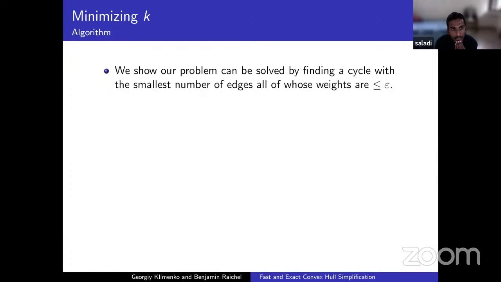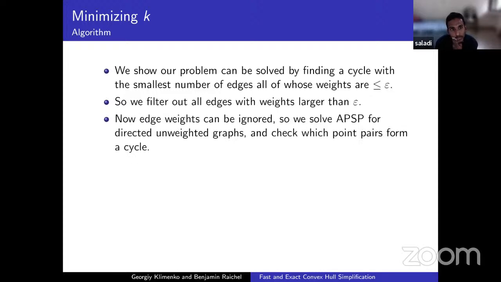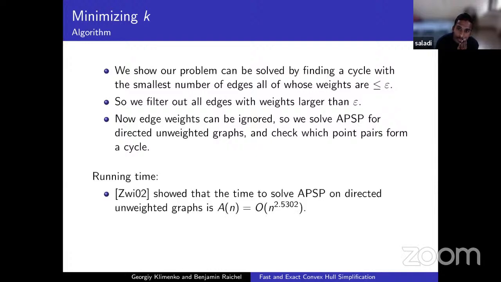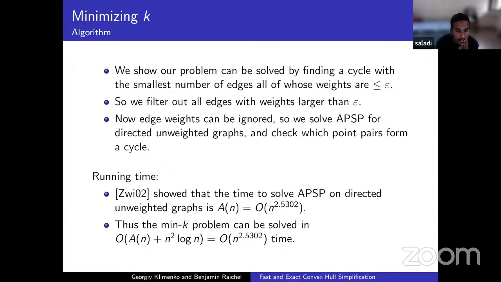To get the solution for the min k version of the problem for the general case, we just need to find the cycle with minimum cardinality in our graph, such that all edges in that cycle are bounded by epsilon. So by removing all edges with weights larger than epsilon and ignoring weights, we can apply all pairs shortest path as a black box to solve the problem. And the running time we get is essentially the running time for all pairs shortest path on directed unweighted graphs.